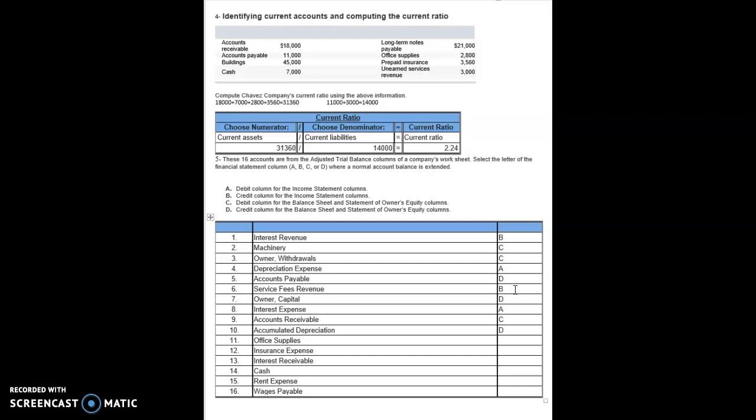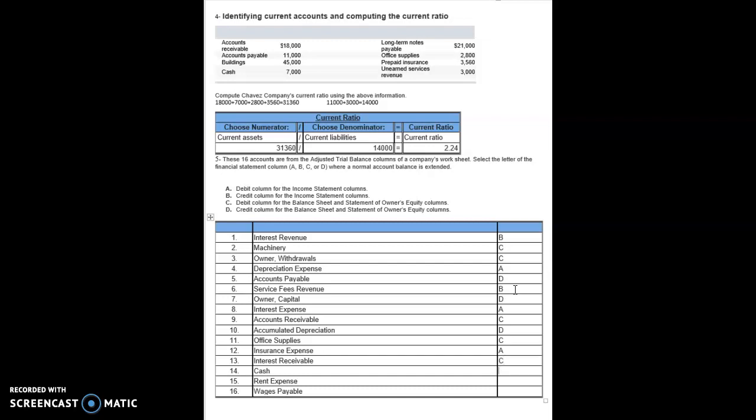Our next one is office supplies. Office supplies are an asset. Assets have a debit balance. And they're on the balance sheet. So they're going to be in column C. Insurance expense, just like the other expenses we had, is going to be on the income statement. Expenses always have a debit balance, so we're looking at column A. Interest receivable is also an asset, just like accounts receivable, and assets have a normal debit balance, and they're going to be found on the balance sheet. So for interest receivable, we're looking at column C.